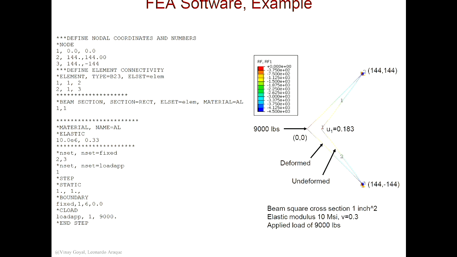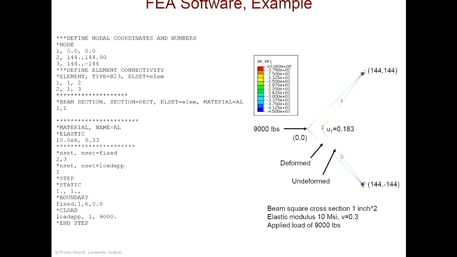And then that's it. Step, static, boundary, fixed 1 through 6. C load, concentrated load basically. And then load application in the one direction, 9,000 pounds, end step. Run, bam, done, given here.